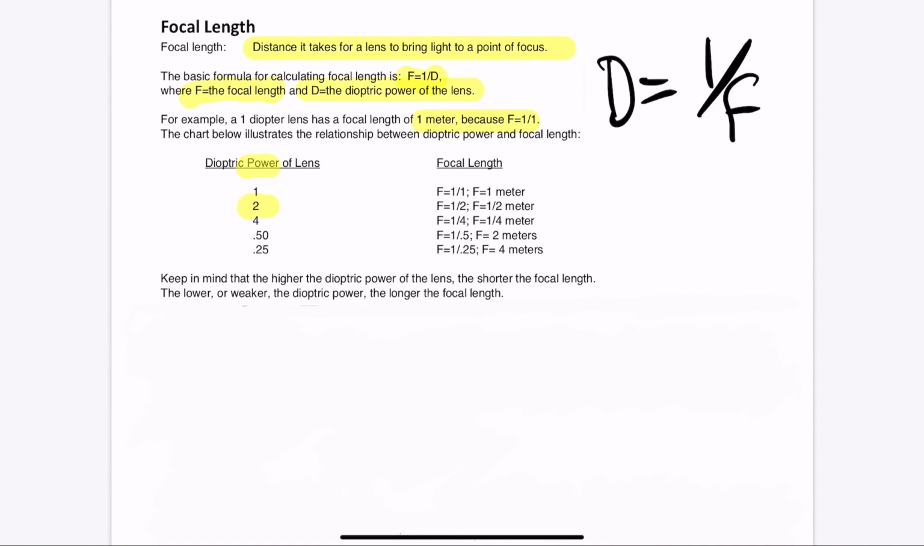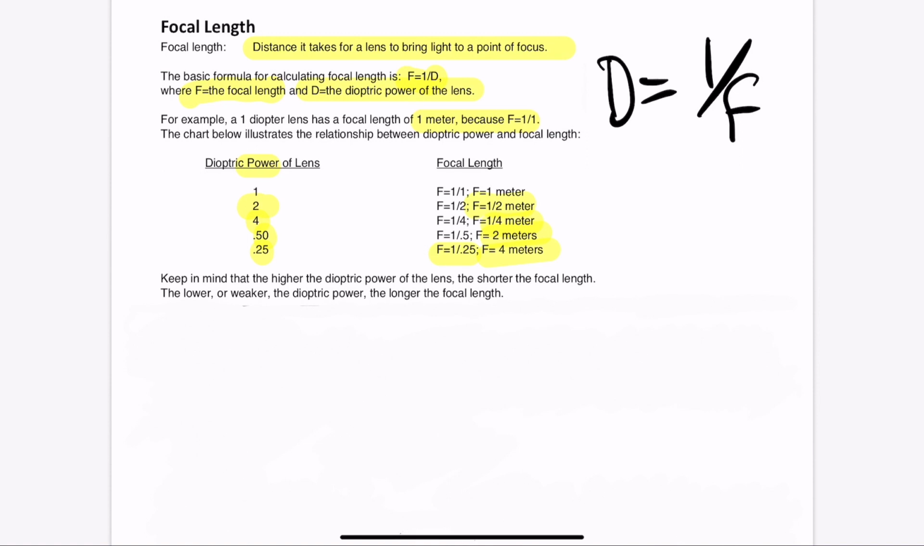A dioptric power of 2 will be F equals 1 over 2, or half a meter. 4 will be F equals 1 over 4, or a quarter of a meter. 0.5 would be F equals 1 over 0.5, 2 meters. 0.25 would be 1 over 0.25, or F equals 4 meters. Keep in mind that the higher the dioptric power of the lens, the shorter the focal length. The lower or weaker the dioptric power, the longer the focal length.